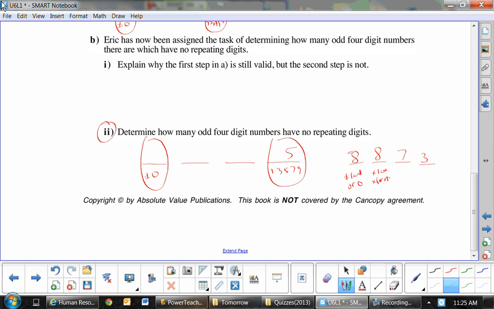Yeah, I was using that 3 as an example of a number. So the answer to this is 2,240. That's the answer. It's very legit.